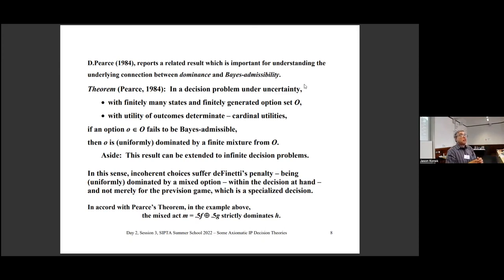The uniform dominance only comes into question when I have an infinite state space. Do I get uniform dominance or just some dominance? And it turns out you can actually get the uniform dominance. Right, well, it depends how you generalize the result. Okay.